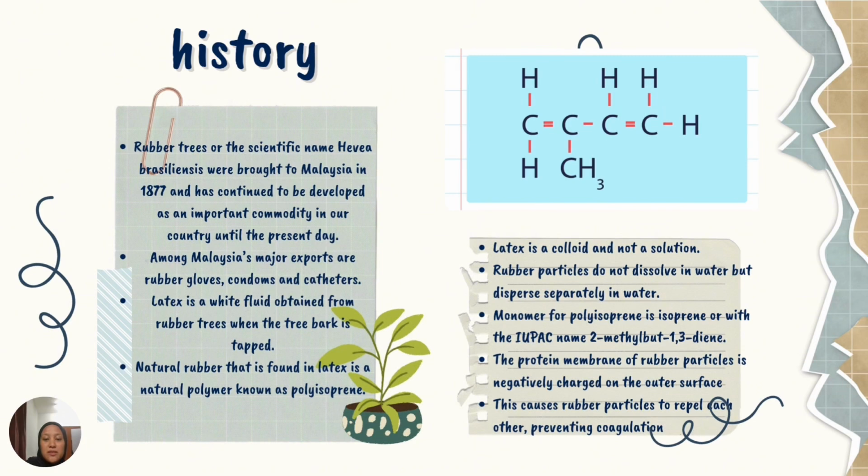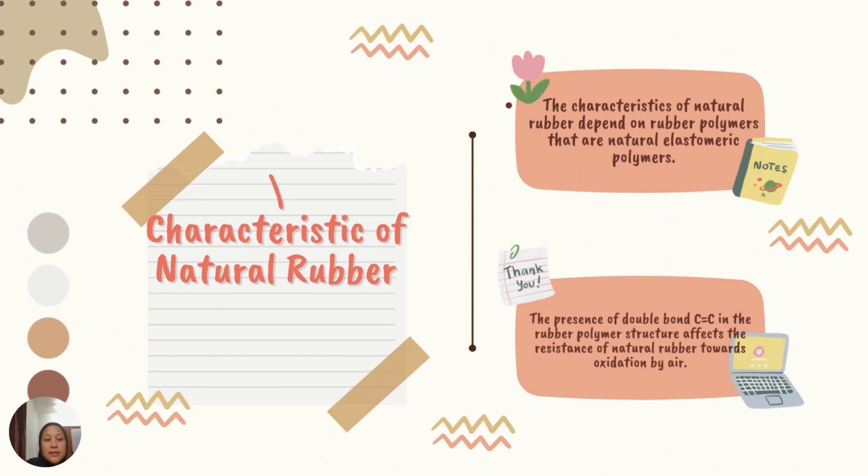The protein membrane of the rubber particle is negatively charged on the outer surface. This causes rubber particles to repel each other, preventing coagulation. So, the characteristic of natural rubber is that rubber depends on rubber polymer that are natural elastomeric polymer. The presence of double bonds in the rubber polymer structure affects the resistance of natural rubber towards oxidation by air.